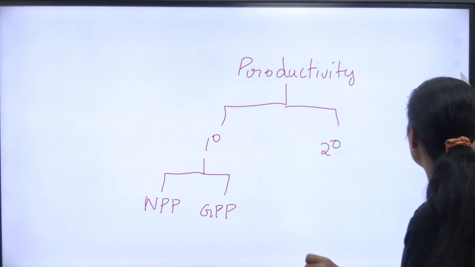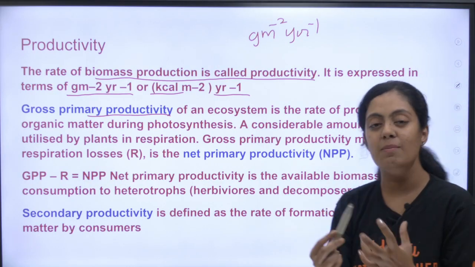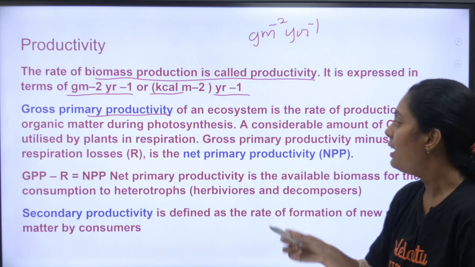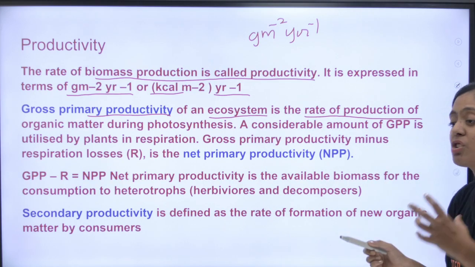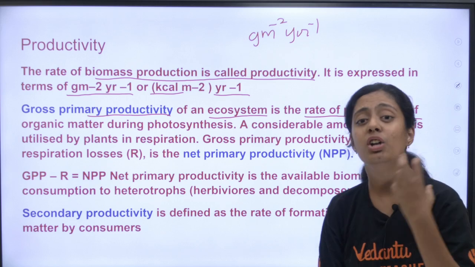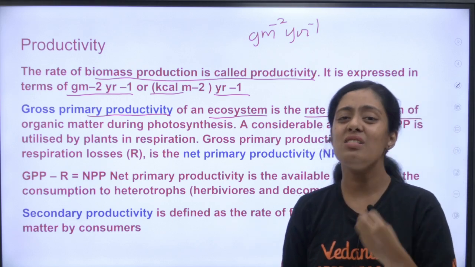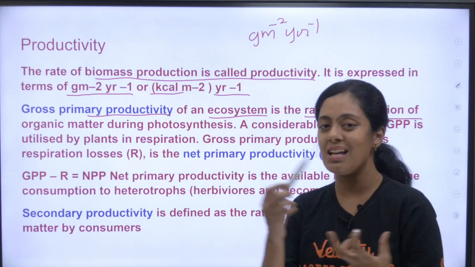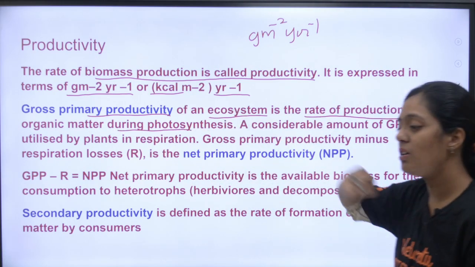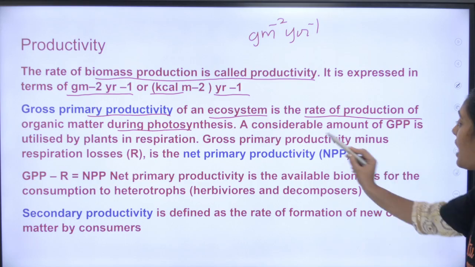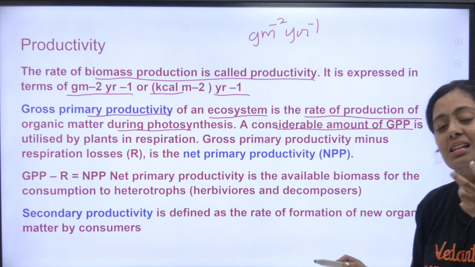So let's quickly try to understand what is your gross primary productivity. Okay, it is the productivity of an ecosystem. It is the rate of production of organic matter during photosynthesis. What is this organic matter, pasangla? It is your glucose, right? Glucose is later converted into starch. That is what they mean by organic matter during photosynthesis.